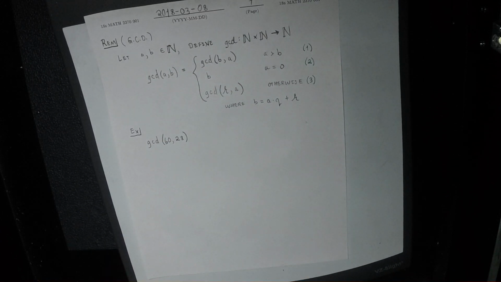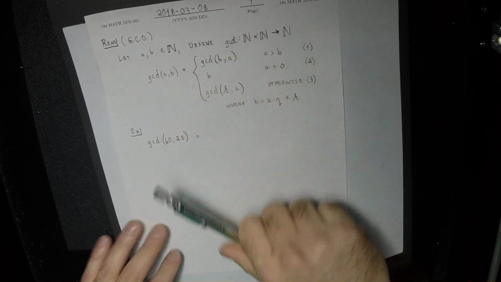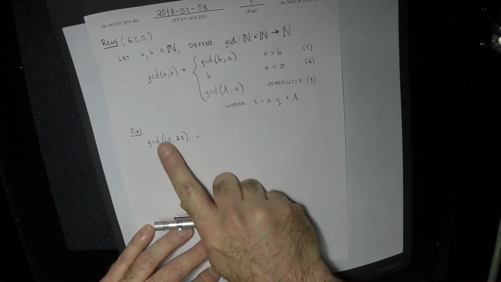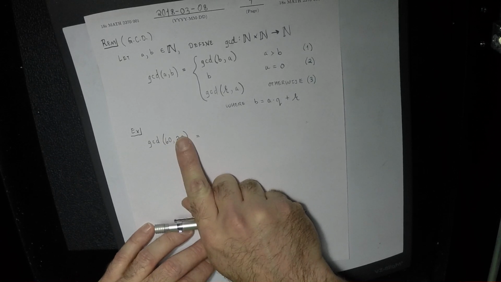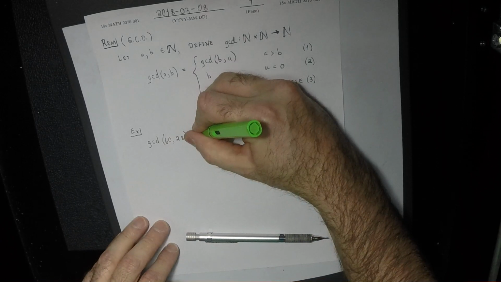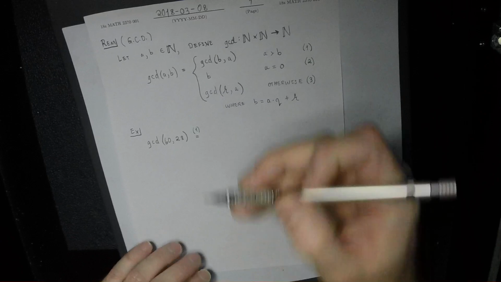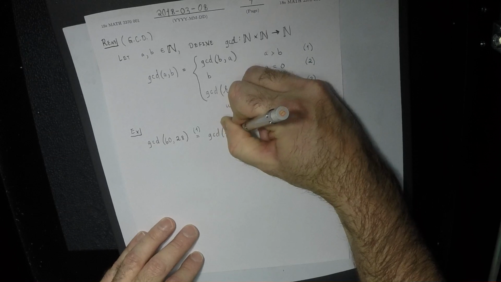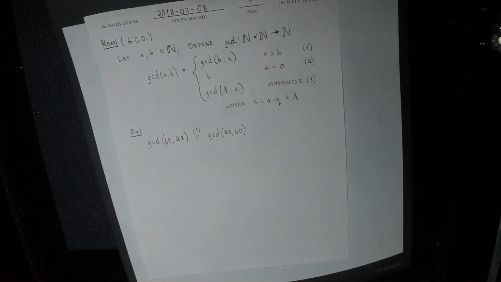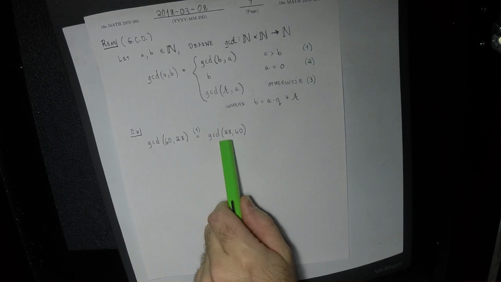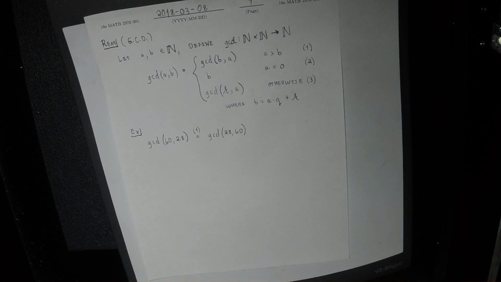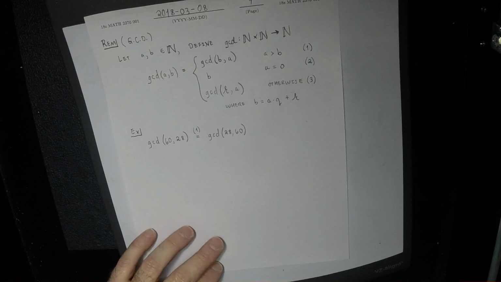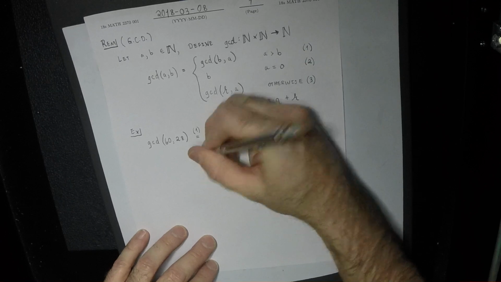Okay, so which clause do we find ourselves in? The first clause, right? Because what the first clause does is make sure that the left argument is less or equal to the right argument, which is not currently the case. So the first clause will say this is the same thing as GCD of 28 and 60. From now on, the arguments will be in ascending order. Now what clause are we in? We're going to be in the third clause.